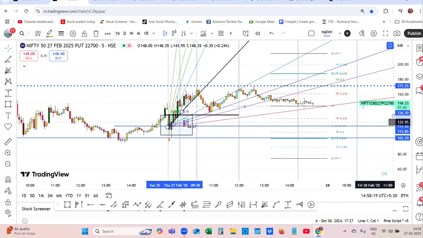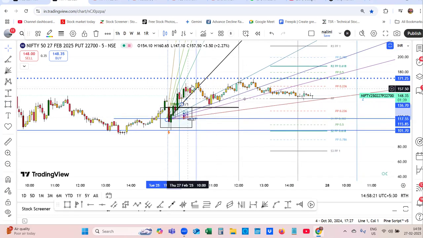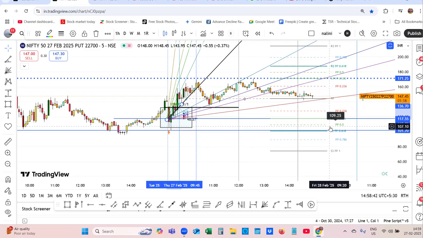Second time entry you got there. Breakout and then retesting these levels. Retesting which level? This is the 2 by 1, 3 by 1 angle. It started moving higher again, made a double top, and came down. Now at present, it is the closing of the market, 3 p.m.